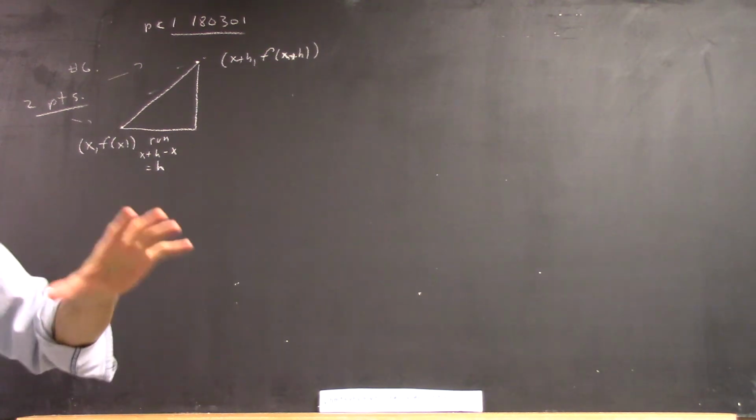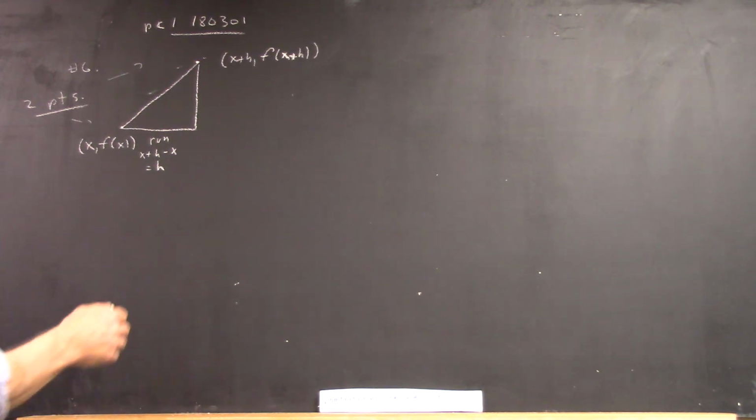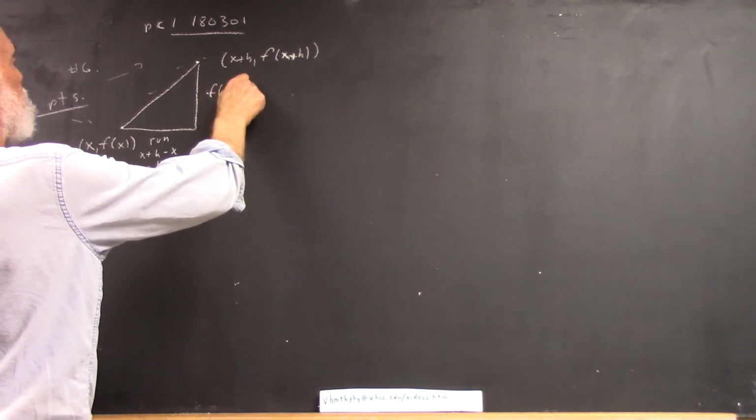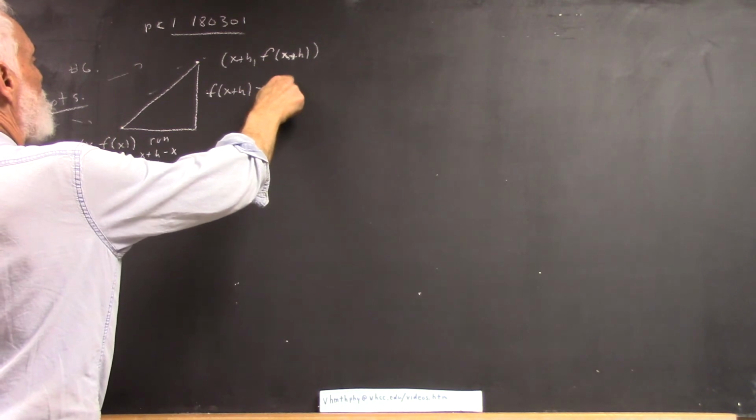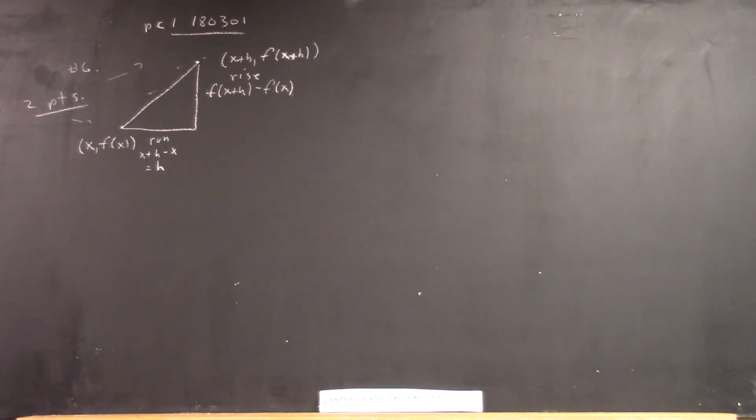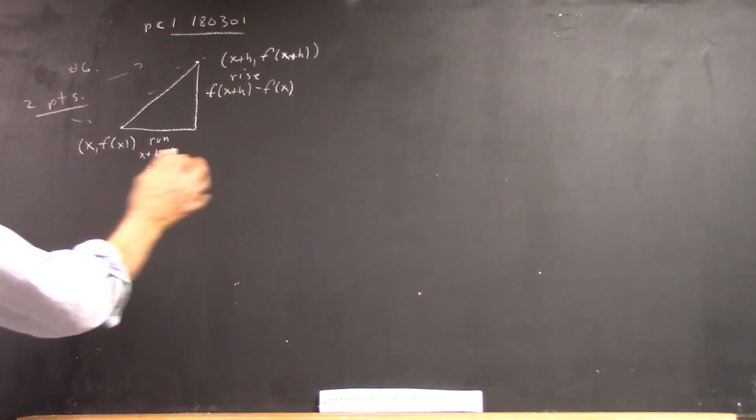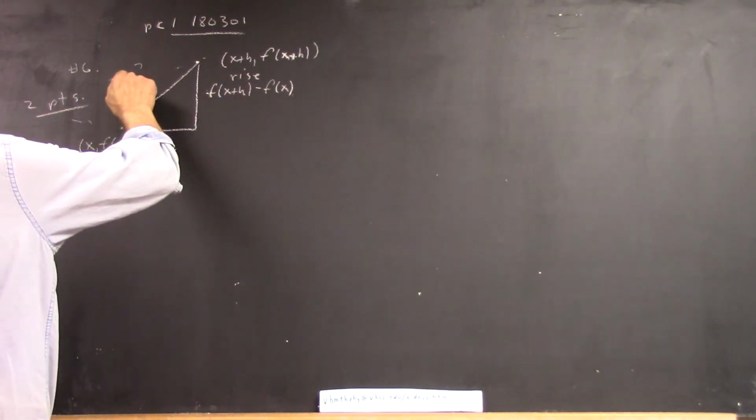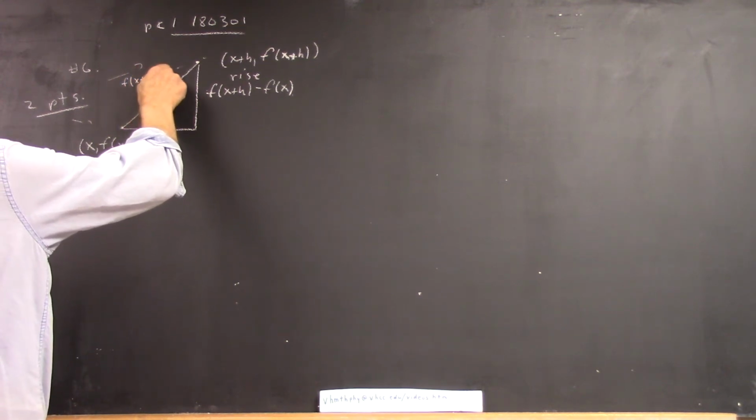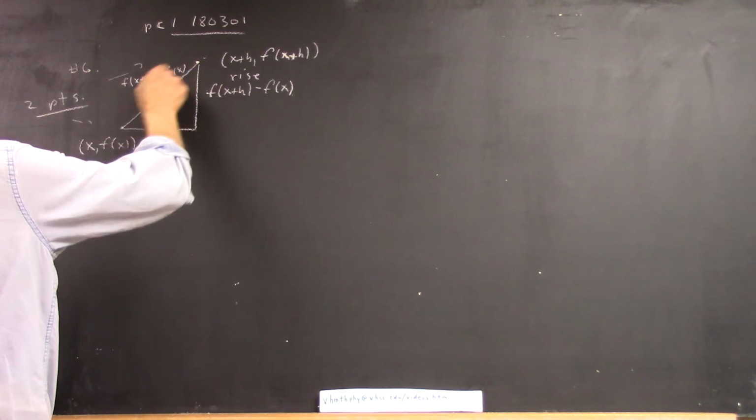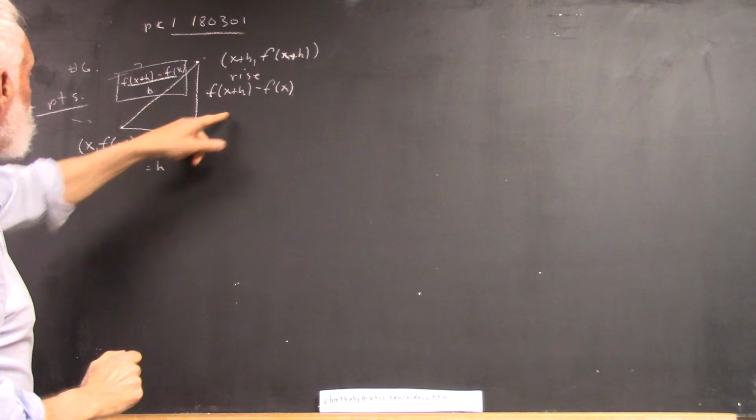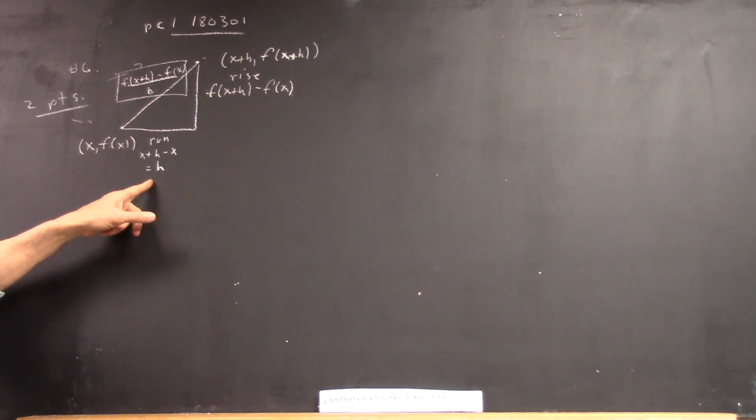Hopefully that's obvious to you, depending how you are with notation. Okay, what's this one? Well, it's f of x plus h minus f of x. That's your rise. So your slope, rise divided by run, is, writing it kind of small because it's kind of long, this divided by h, right?